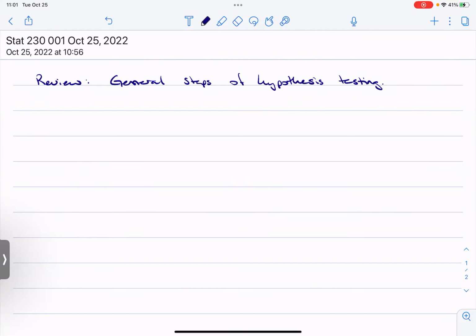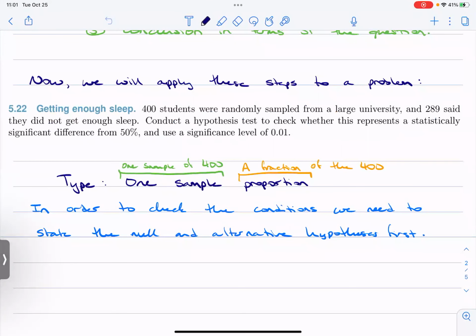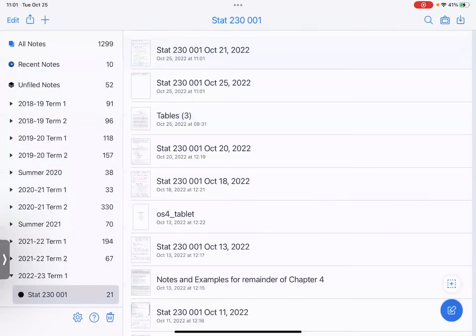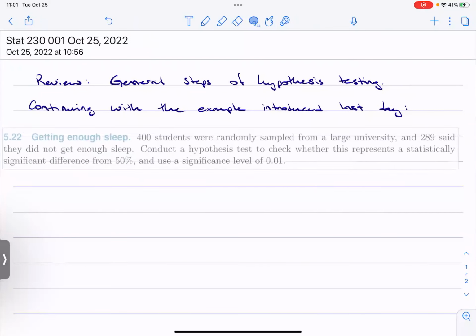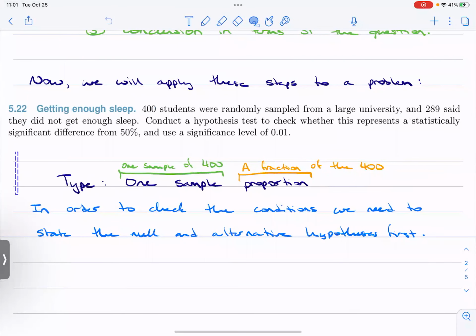So now, continuing with the example introduced last day. I'll just nab this, and then what we got to was to here.